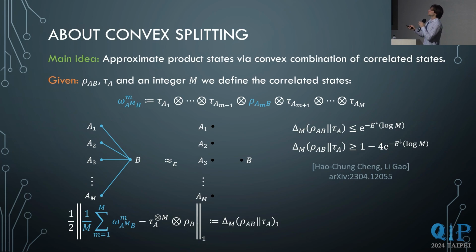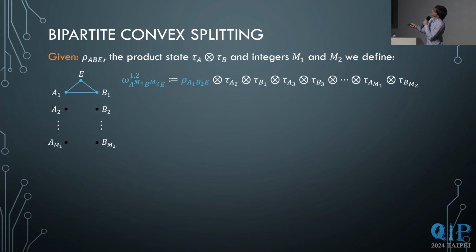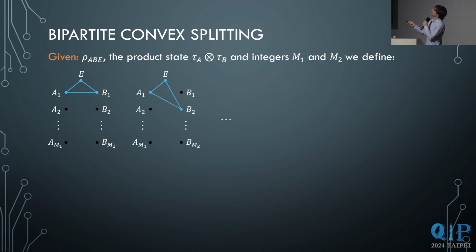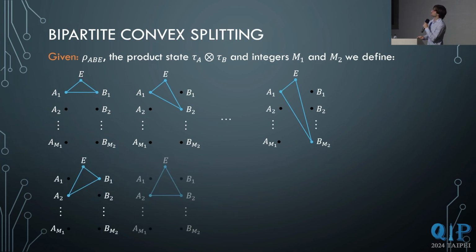And what we want to do in this project actually is to generalize this again to a multipartite version of convex splitting. So the idea would be the same. We will have a tripartite state now, and we will have two indices and two integers. So again, this omega 1,1 will be the state that has a correlation between A1, B1, and E. Omega 1,2 will be the state that has a correlation between E, A1, and B2, and so on and so forth. And we have to do the same for A2, for A3, and for all the A's up to AM.